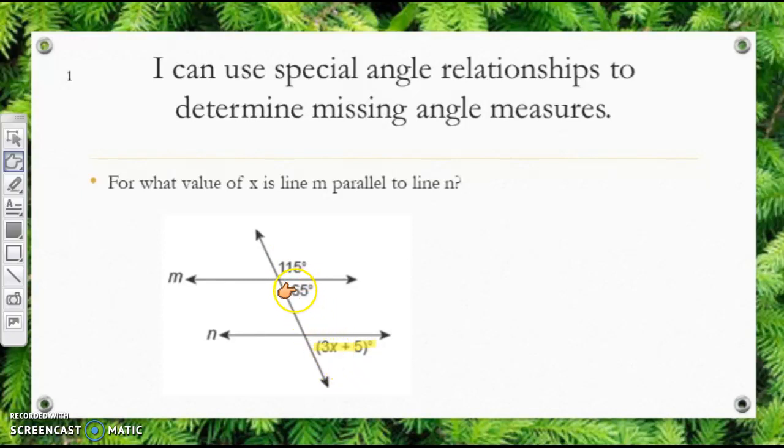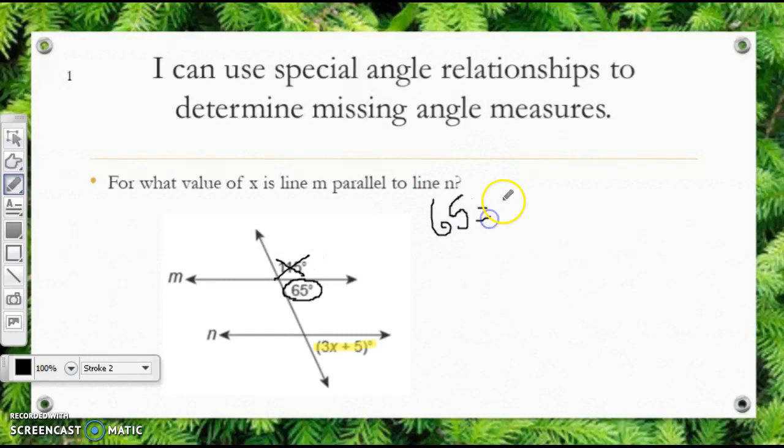I'm going to use 65 because 65 and 3x plus 5 are corresponding angles. And I know that corresponding angles are congruent. So I'm going to use 65, and I'm just going to mark 115 up as a distractor. So I'm going to say 65 equals 3x plus 5, and then I'm going to solve it for x.